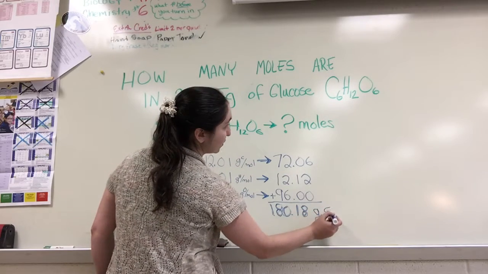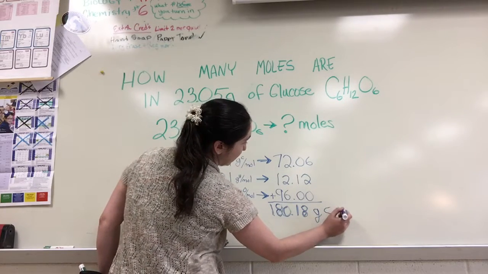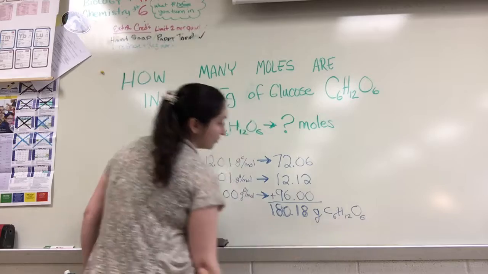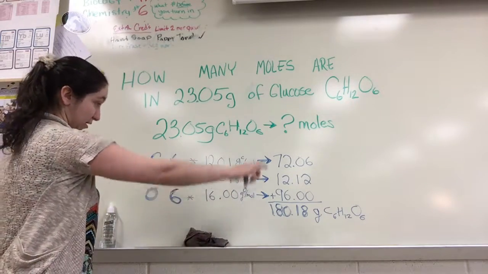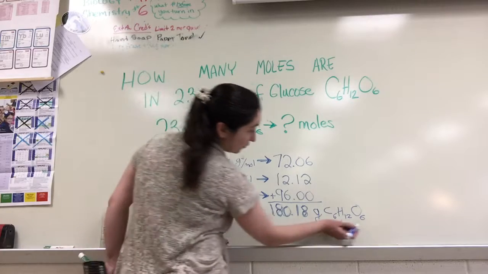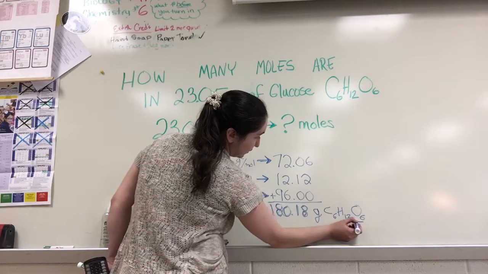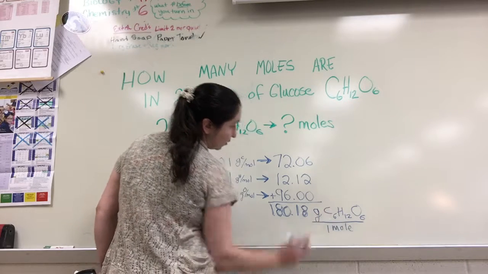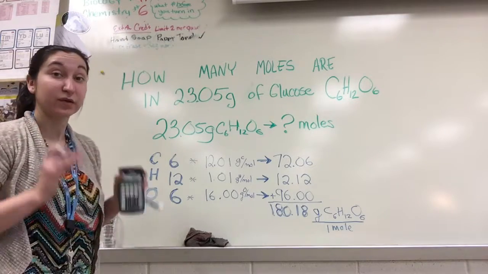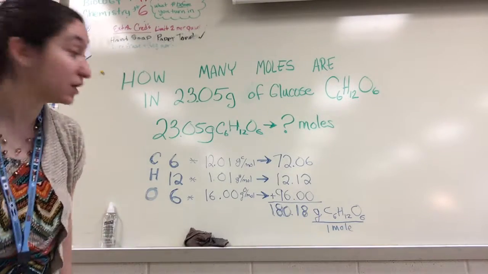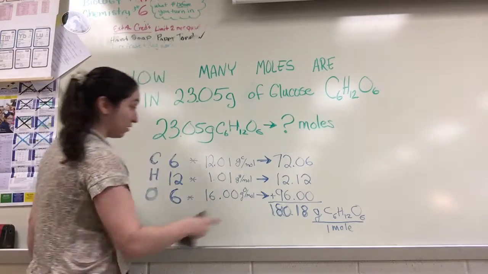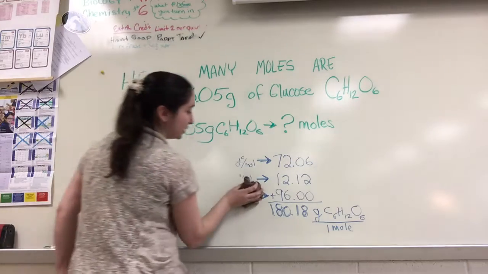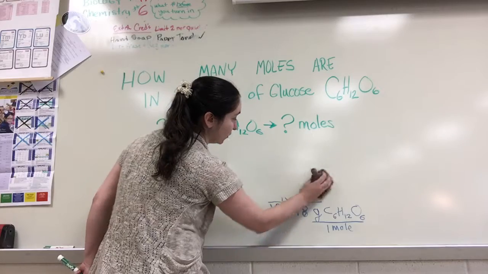So I'm going to write grams C6H12O6, okay? All right, this is how I got there. Now this right here is over 1 mole, okay? Very important. Okay, so I'm going to go ahead and erase this work here because the only thing that I needed, I did all of this wonderful stuff right here for this number down here. This is the important part of what we're doing here.